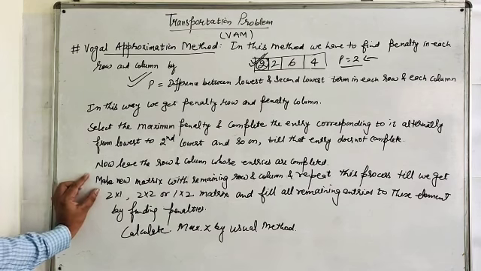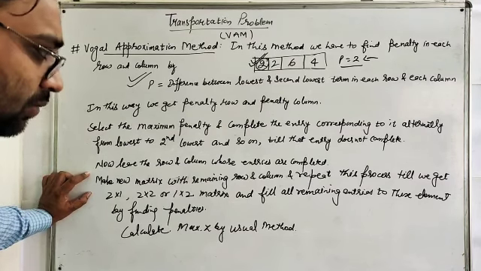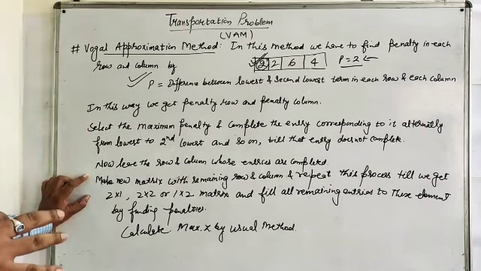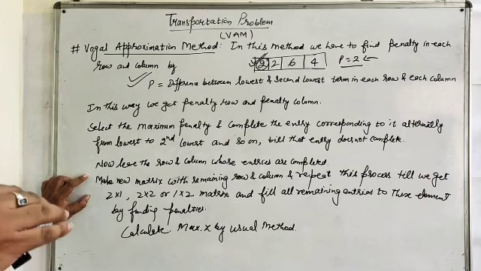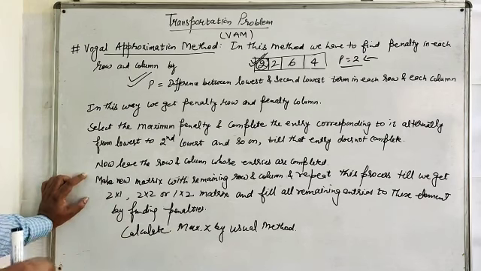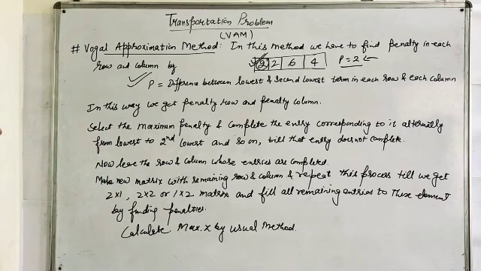Now make a new matrix with the remaining rows and columns and repeat this process till we get a 2 by 1, 2 by 2 or 1 by 2 matrix. That is, first we have to fulfill all the entries of the corresponding maximum penalty and then leave the row and column whose entries are all completed.